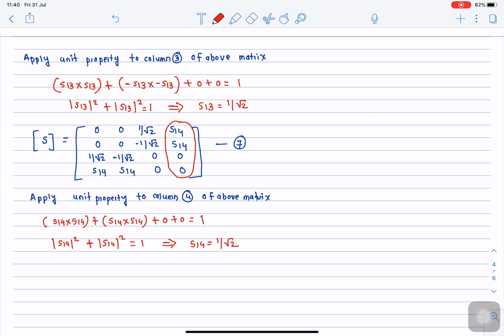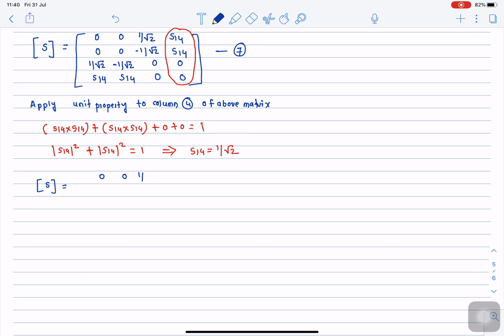be 0, 0, 1 by root 2, and S14 is also 1 by root 2. Again it is a 0, 0, minus 1 by root 2, 1 by root 2. 1 by root 2, and second is minus 1 by root 2, and these two terms are 0, and here 1 by root 2 and 1 by root 2, and these two terms are 0. So what we observe from this equation, this is the final equation number 8, and whatever scattering matrix we have developed, this is the scattering matrix for the hybrid junction.